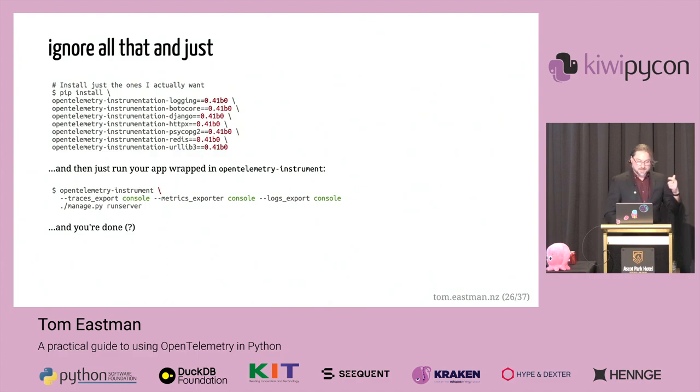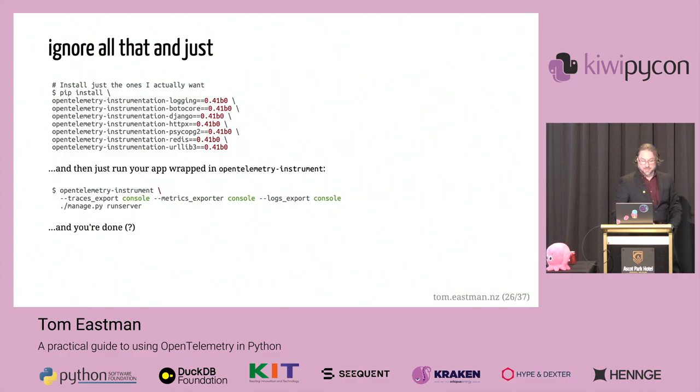The Django one, obviously, HTTPX, which I explained before, Psycopg, Redis, and urllib3 for anything else that was making web requests. And then, instead of having to configure it all in the Python code and bootstrapping it, I just had to run my app with this extra command. So you typically start a Django app by going manage.py runserver in developer mode, but whatever binary you're using, if it's Green Unicorn or whatever, just add something else to the outside of it.